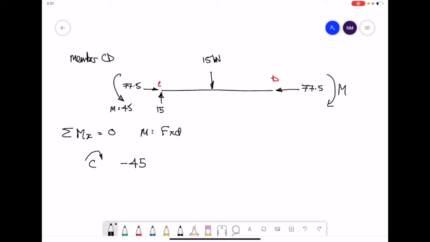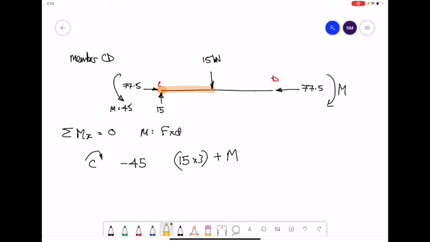What we do though have is the 15 kilonewtons applied in the middle of the beam. The distance from point C across to the 15 is going to be 3 meters. The 77.5 at point D, it is applied at point D but acts through point C. No offset distance, won't produce a moment. And then we have our moment on the end. The way I've drawn it in is clockwise, so I'm going to add in a plus M.